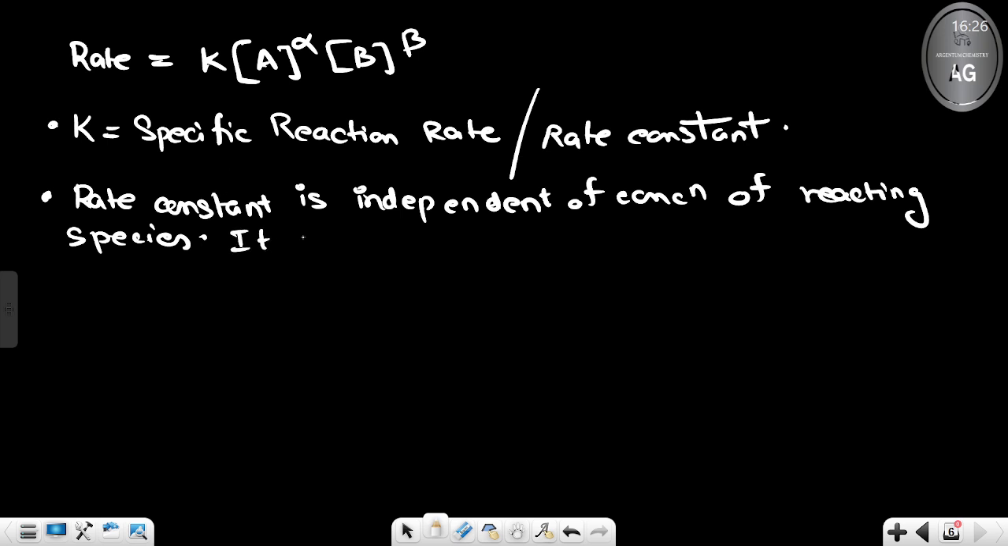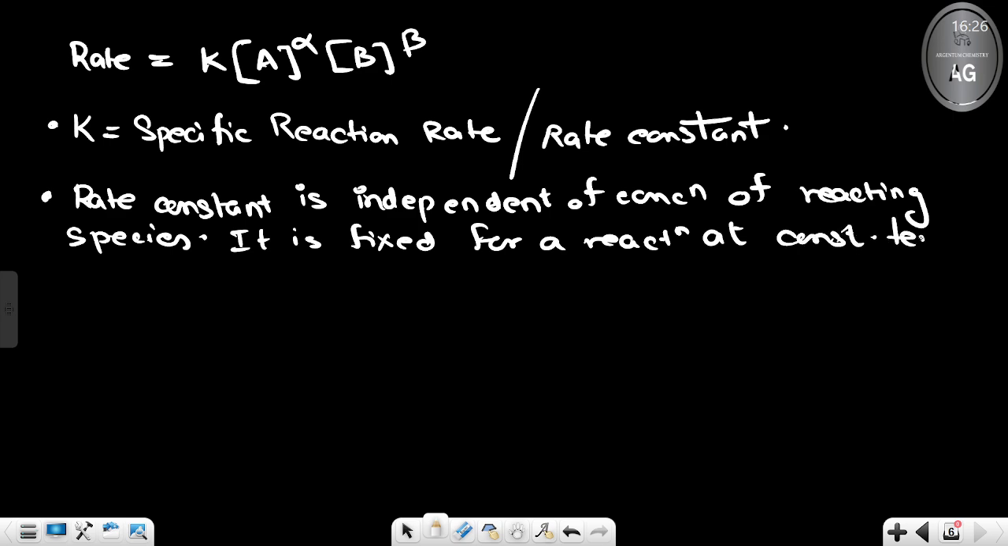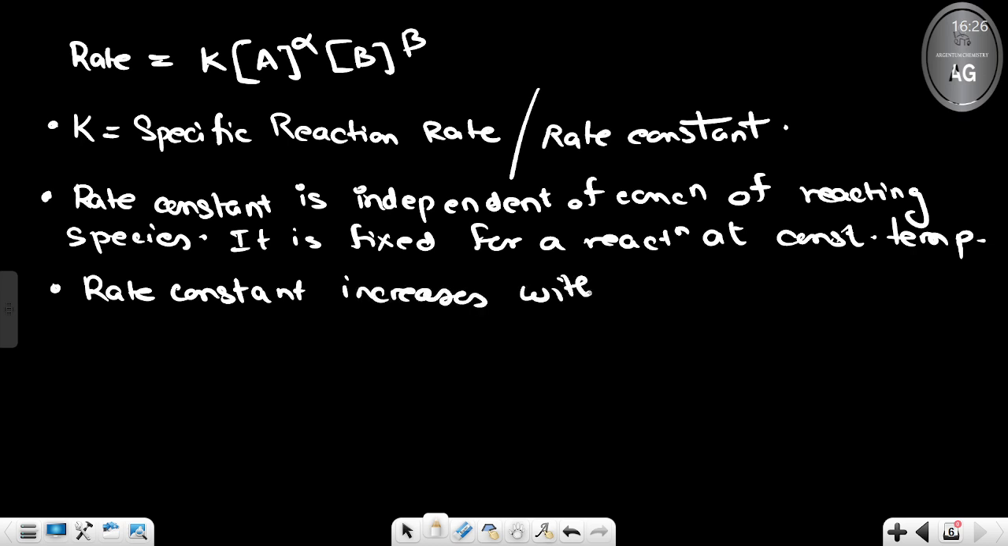It only depends on temperature. If you increase the temperature, it will change. So it is fixed for a reaction at a constant temperature. Clear? So rate constant k increases with temperature. Okay, so if the rate constant increases, then the rate of the reaction will also increase. Understood? Clear?